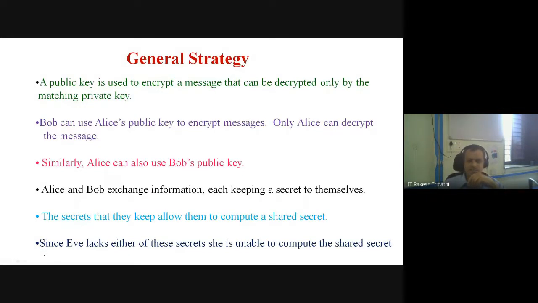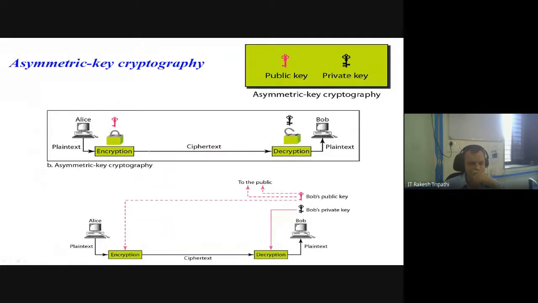So Bob uses Alice's public key to encrypt a message, and only Alice can decrypt the message. Similarly, if Alice wants to talk to Bob, Alice can encrypt with Bob's public key, and they can communicate with each other. So it looks this way: the same encryption algorithm and decryption algorithm, but here the keys are different, and they come in a pair.